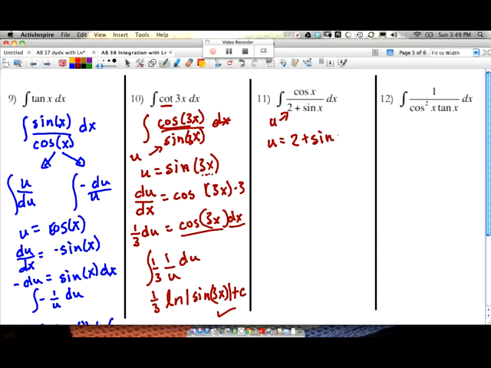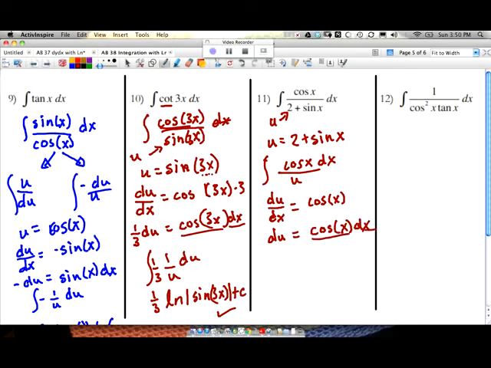So if we were to make a substitution, we'd have cosine x dx over u. So we've got to get rid of the cosine x and dx, and we know that du dx, the derivative of the u that we chose, is the 2 goes to 0, and the sine x changes to cosine x. Now we can multiply both sides, get du equals cosine x dx. Now we've got the pieces that we need, cosine x and dx. Those are out, replaced with du.